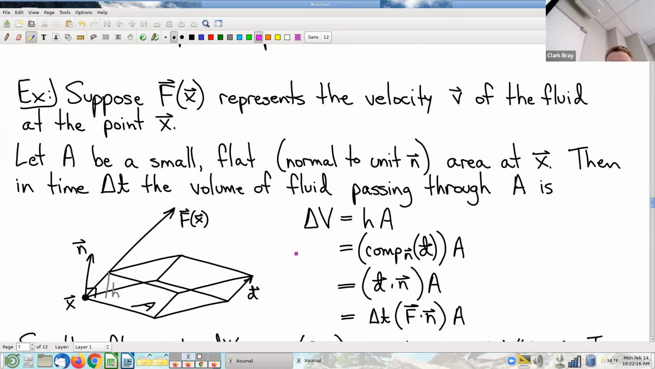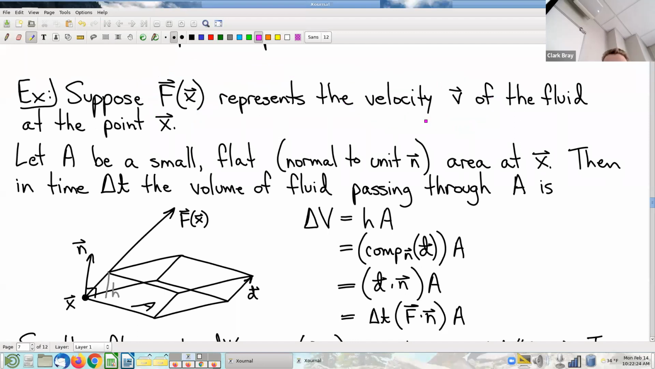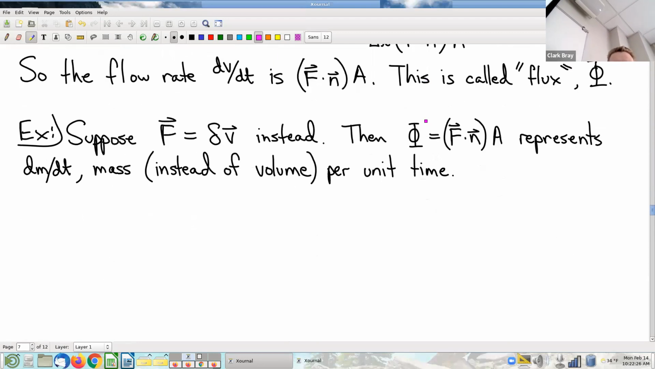We started off by the vector field representing velocity. Let's now change the vector field. Let's suppose now that the vector field represents not velocity, but density times velocity. And why would you want to do that? For something like water that doesn't make any sense, it seems like a silly thing to do, because water has a constant density. So it's just, hey, let's introduce a constant. Who cares? Constants come and go as they please. You can do it before the calculation, after the calculation, whatever.